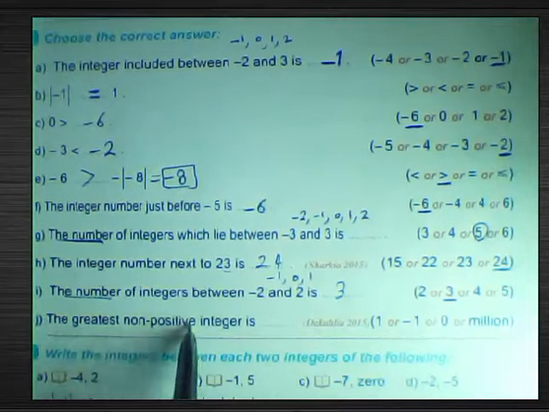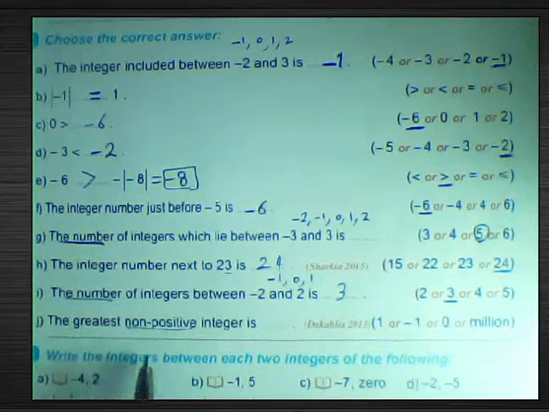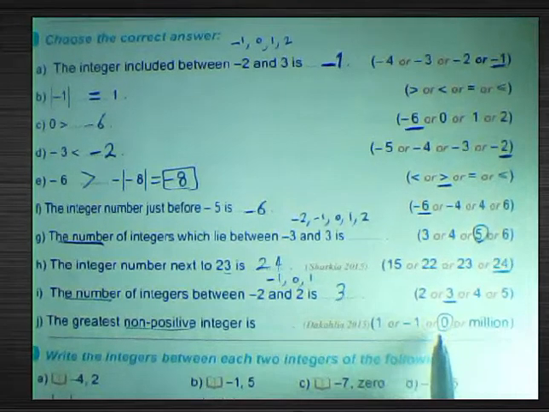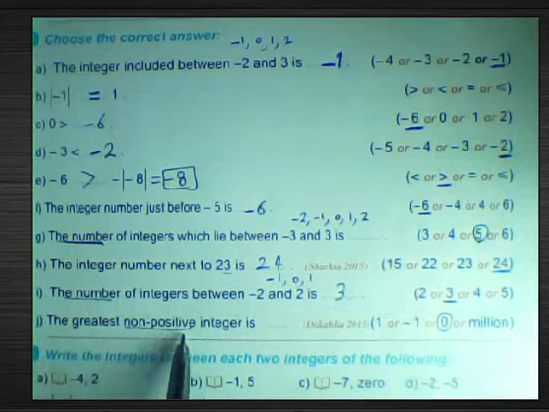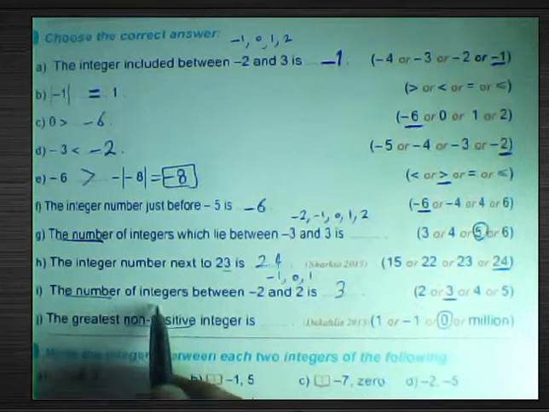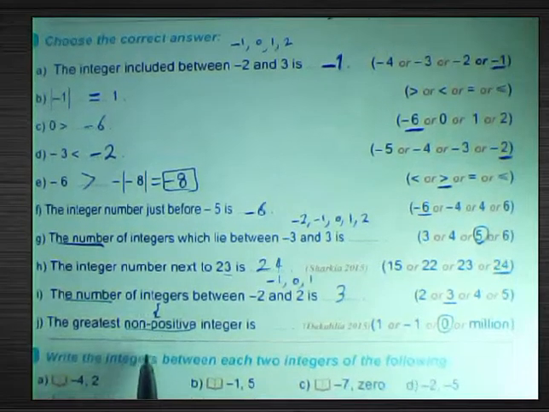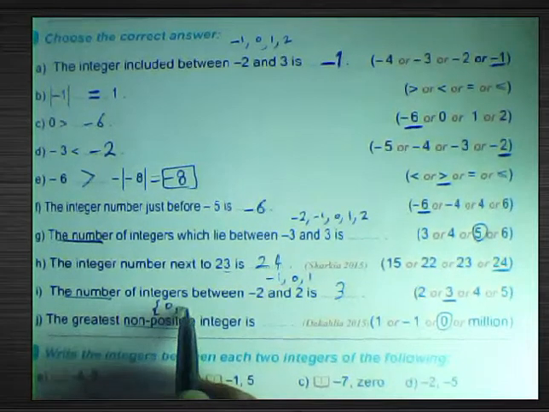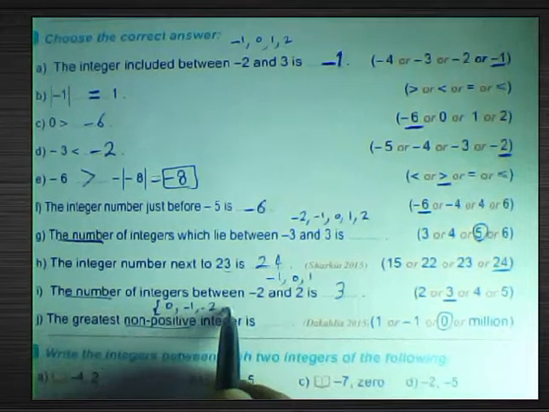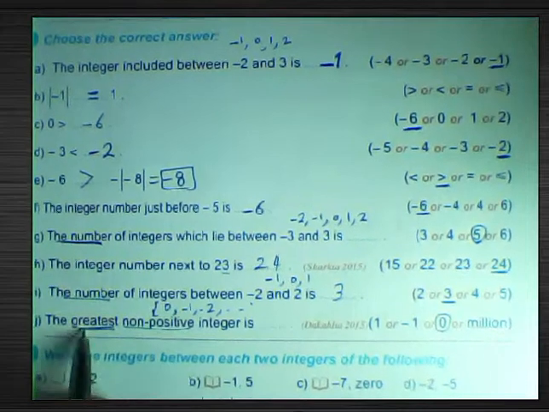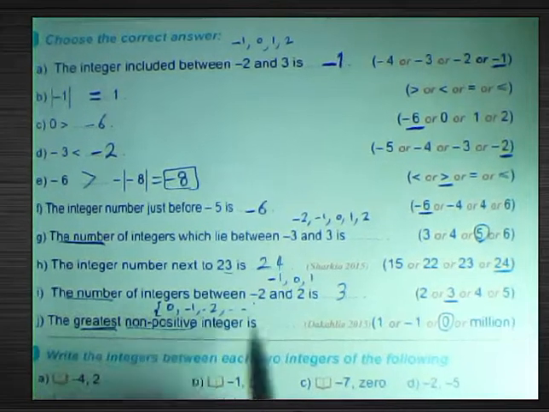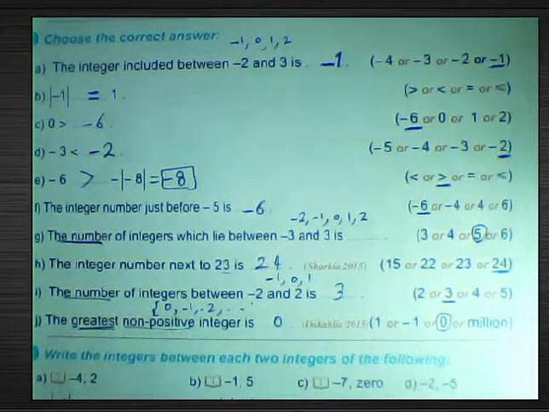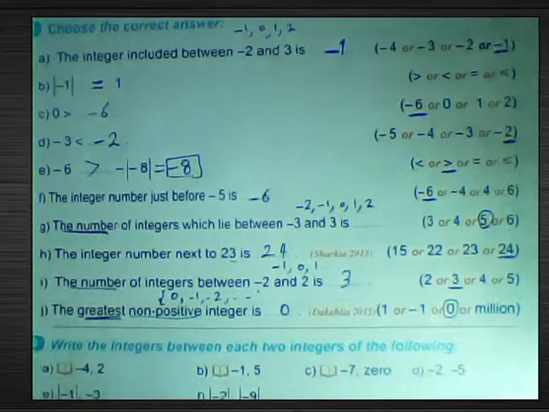The greatest non-positive integer is 0. The non-positive integers are 0, negative 1, negative 2, negative 3. If you want to find the greatest non-positive integer, it is 0. It's okay. The greatest non-positive is 0.